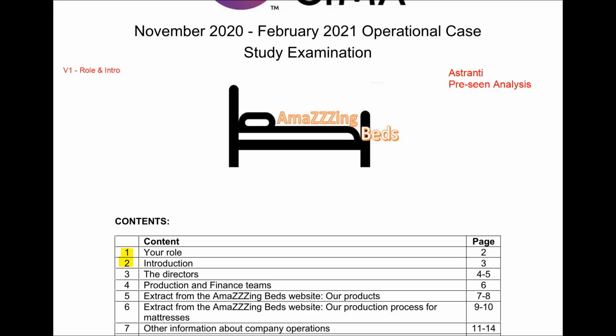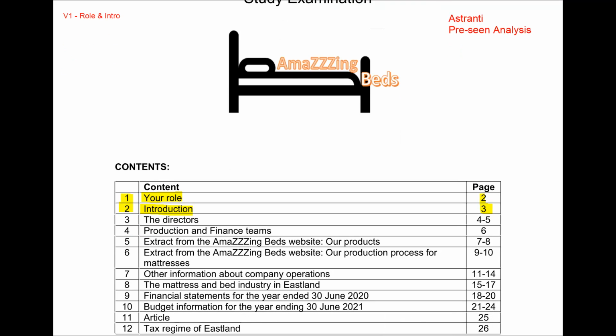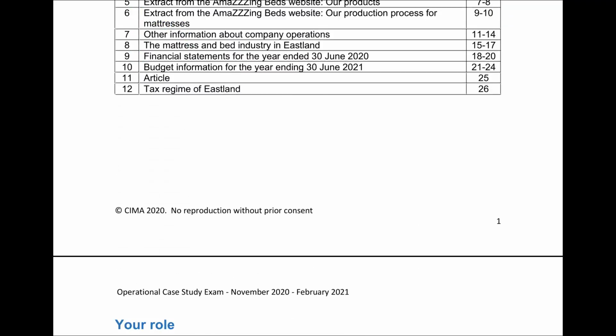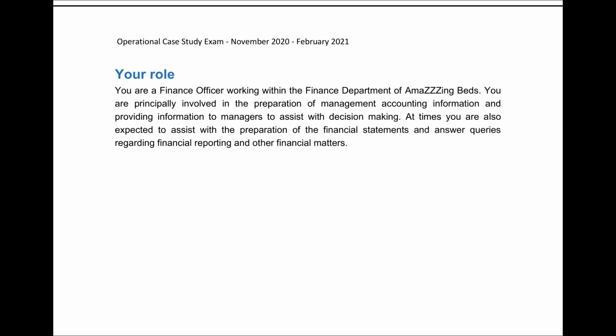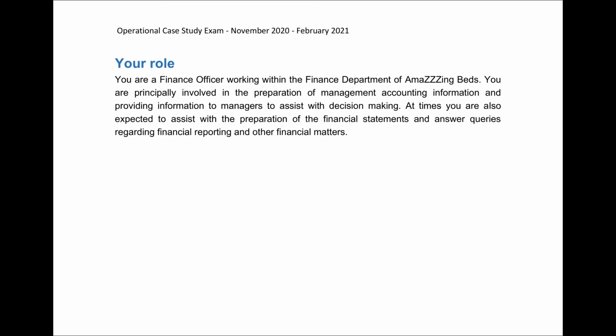Okay, so we're going to introduce your role within this business, and then we're going to take a little bit of a look into an introduction about this business in a little bit more detail. Okay, so pages 3 and 2 of our pre-seen. Okay, so with that introductory bit of blurb out the way, let's scroll down to page 2 of the pre-seen, and let's take a look at the role that you fulfill within this business within your exam in a little bit more detail.